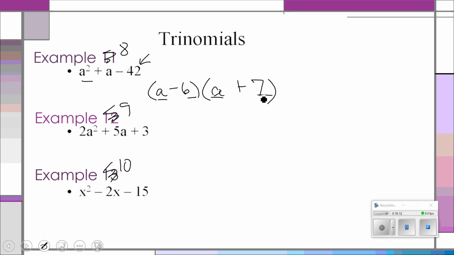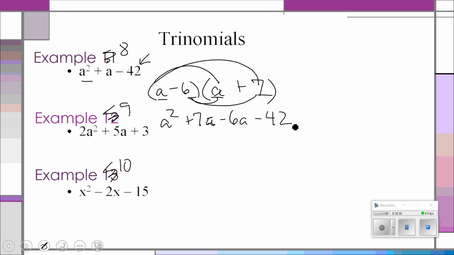Do I need to FOIL it out and show you how it all works together? Because if you're not understanding where I'm at, that's going to be an issue. I'm just going to do one. When you FOIL this, this will be a squared. That will be 7a. The inner will be negative 6a. And then negative 42. And then you add those and you get a positive 1a in the middle. Okay? And that's how that works. Any questions on that?